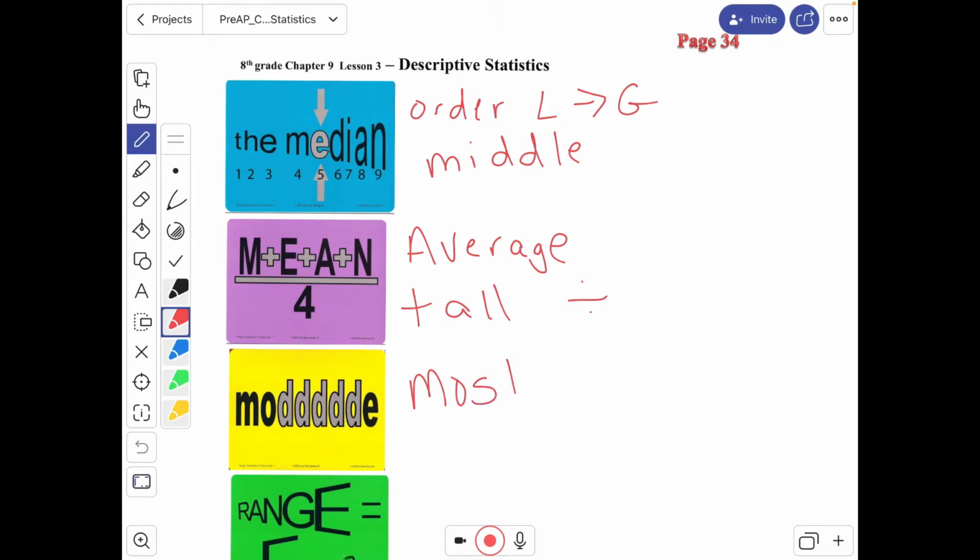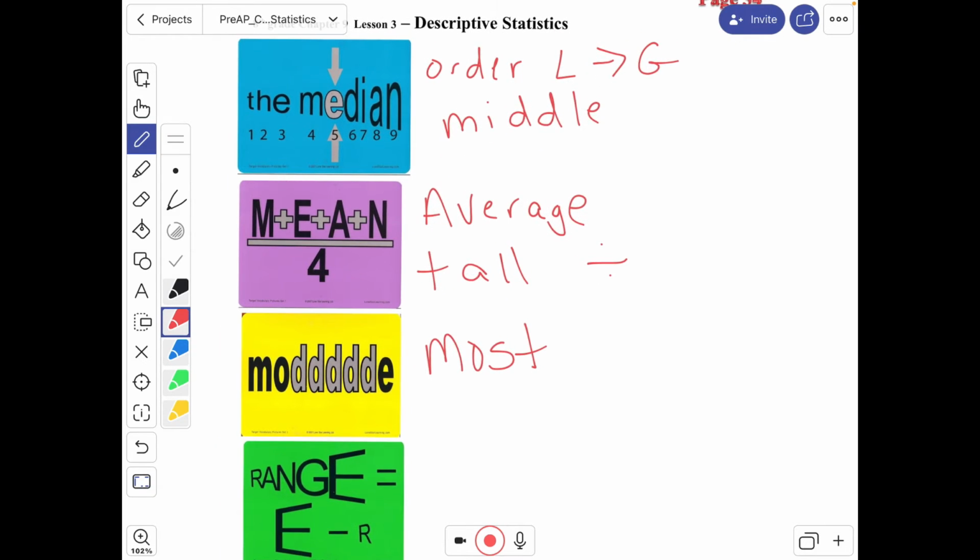Mode is the number that occurs the most. And then range is the difference between the biggest and the littlest.